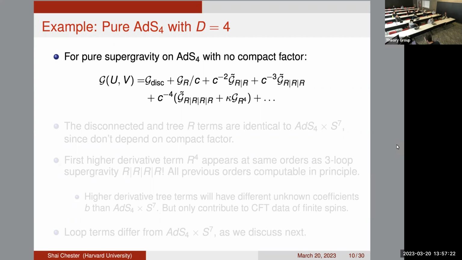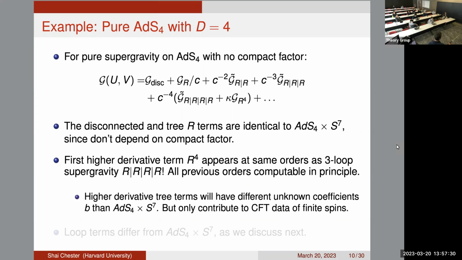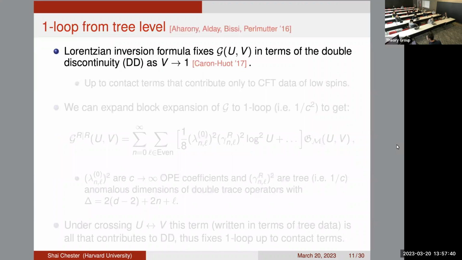To emphasize yet again, it is the 1-loop term which is sensitive to the compact spacetime, not tree level supergravity. And so if we want to differentiate between pure supergravity versus AdS4 times S7, we will want to compute this 1-loop term, as we will discuss now in the next slide. Okay, so how exactly does one compute loops from trees, as I hinted that one could do before? And so the basic idea, question?